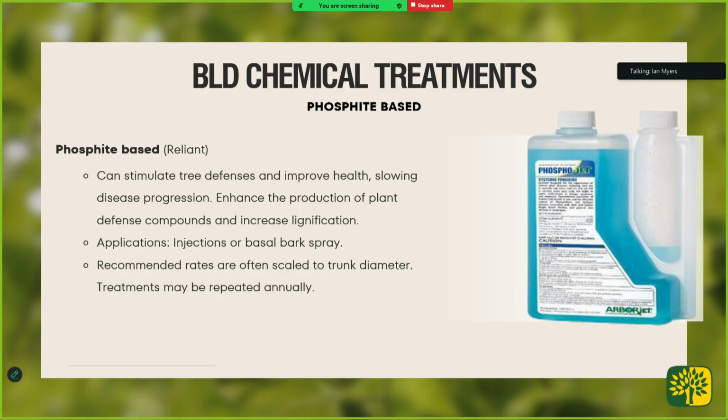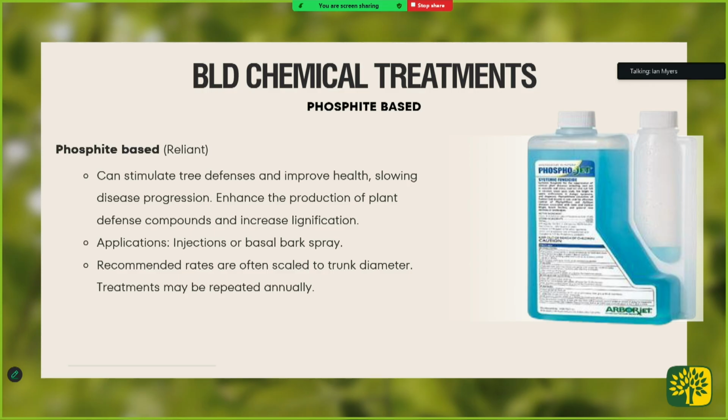And then finally, we have phosphates. Phosphates are not just for beech trees. They're used in all tree care. And the best way I can describe them is kind of a cellular stimulant.